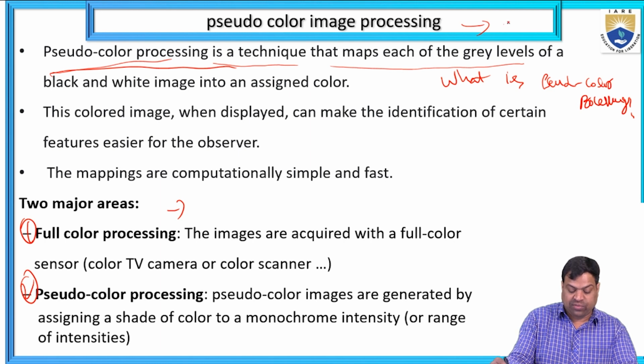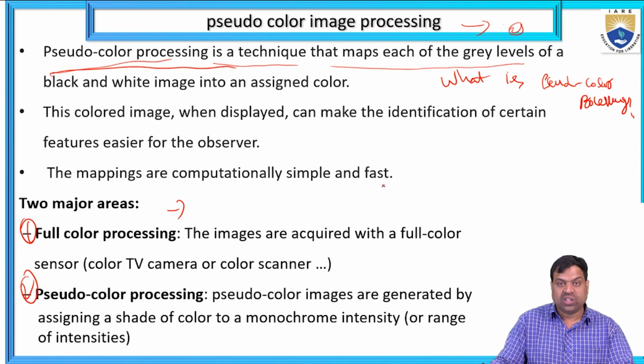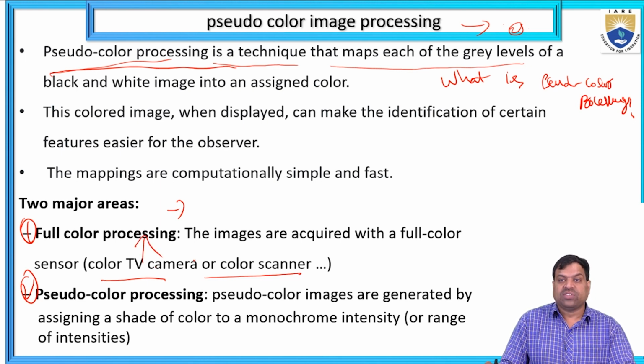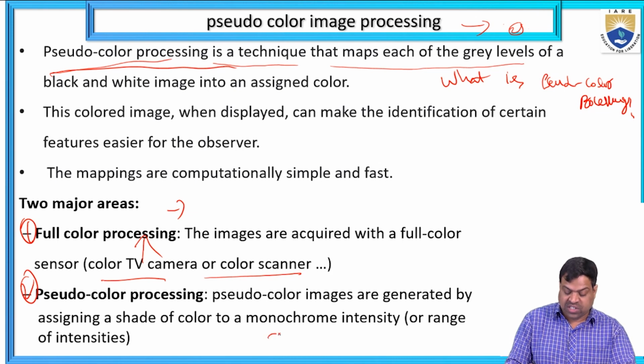It is one of the major areas of color image processing, the second type. The first type is full color image processing, where the images are acquired with a full color sensor, that is a color TV camera or color scanner. Pseudo color processing images are generated by assigning a shade of color to a monochrome intensity or range of intensities. These are dependent on intensity values.